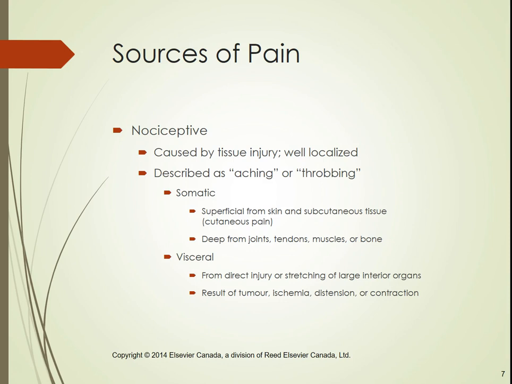If you have pain from internal organs, then it's called visceral pain. So it's a direct injury or a stretching of an internal organ. It could come from a tumor, or if you have heart pain, if you have distension of your stomach, if you have a gallbladder problem, contraction of your bowel, all of that is considered visceral pain. So you do need to know the difference between somatic and visceral pain.